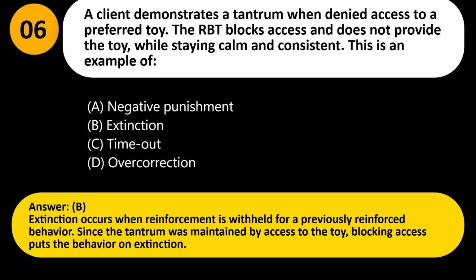Extinction occurs when reinforcement is withheld for a previously reinforced behavior. Since the tantrum was maintained by access to the toy, blocking access puts the behavior on extinction.